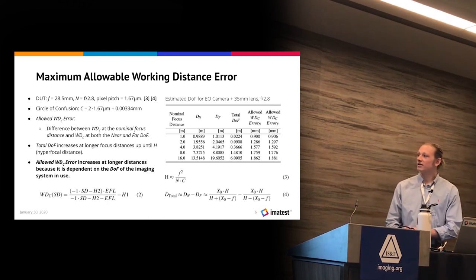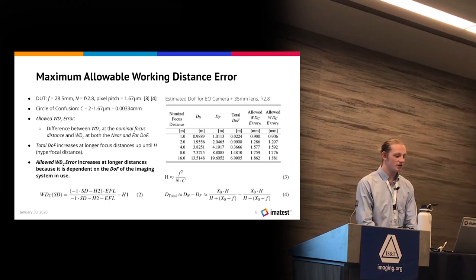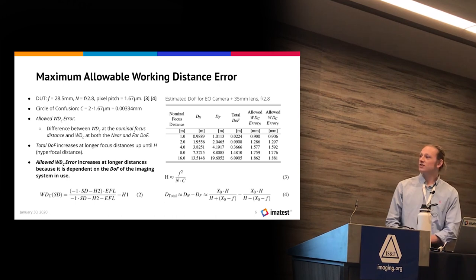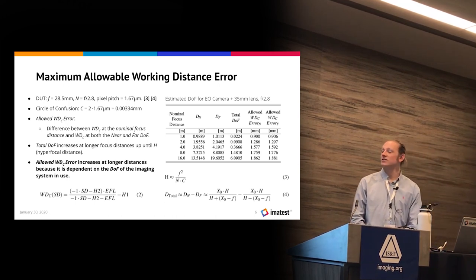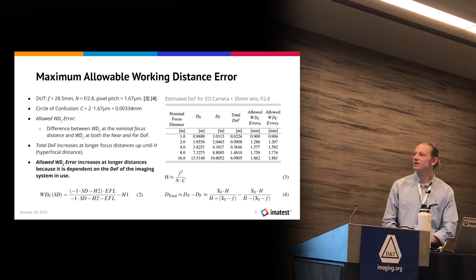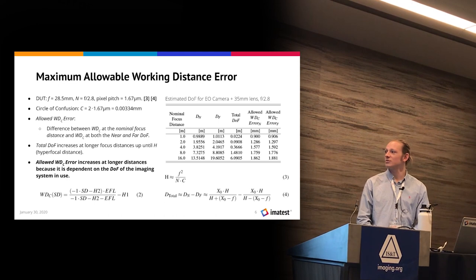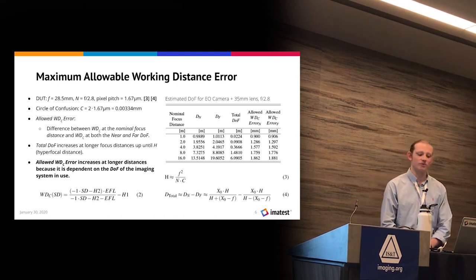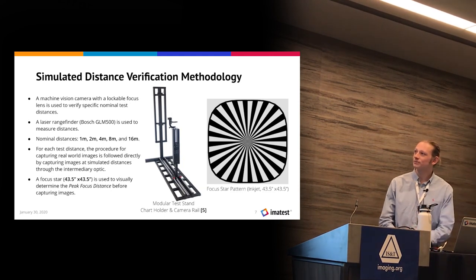In the table on the right, each line corresponds to one of the simulated distances that we have chosen to test. For nominal test distances ranging from 1 to 16 meters, the allowed working distance error ranges from approximately plus or minus 0.9 millimeters to approximately plus or minus 1.9 millimeters. Again, as mechanical engineers, we like to achieve even tighter tolerances than this.